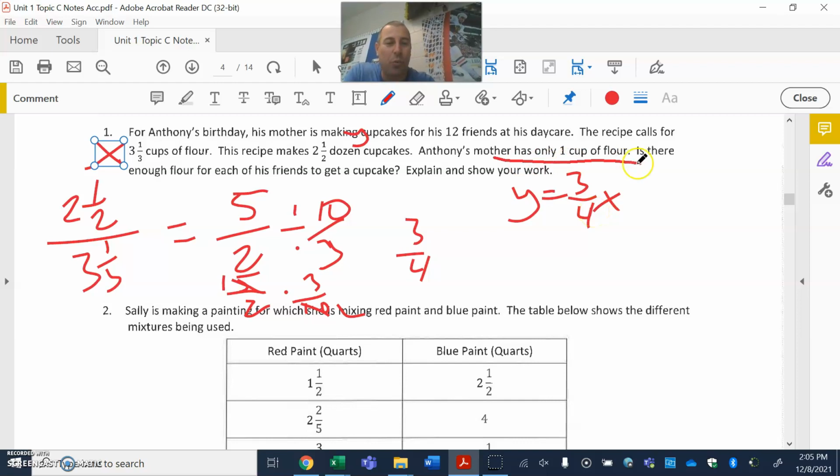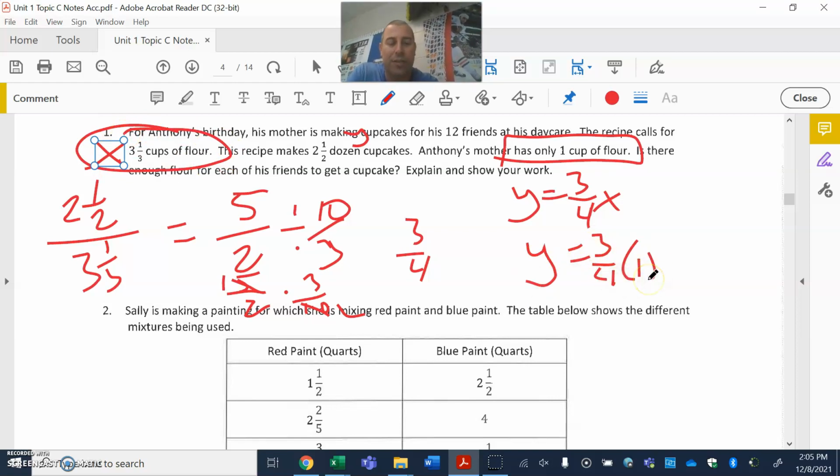Anthony's mother has only 1 cup of flour. My flour was the x. Plug it in: y equals 3/4 times 1, which is 3/4. So she can make 3/4 of it. It's supposed to make 2.5 dozen cupcakes. A dozen is 12. 2.5 dozen: 12, 12, and then 6, so that would make 30. So it's going to make 3/4 of 30. Of means to multiply. So we're doing 3/4 times 30.